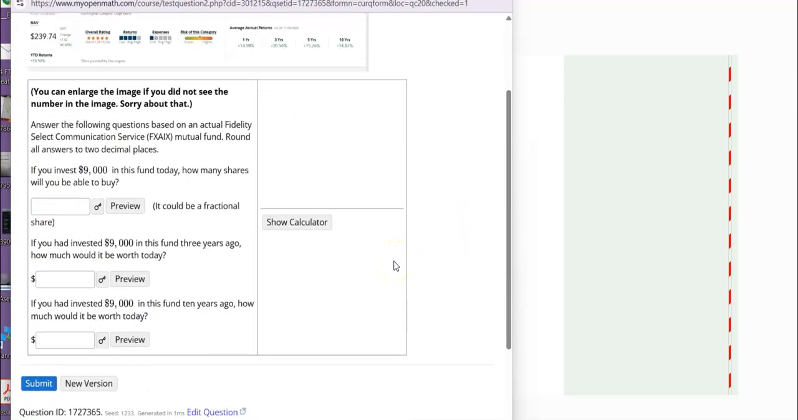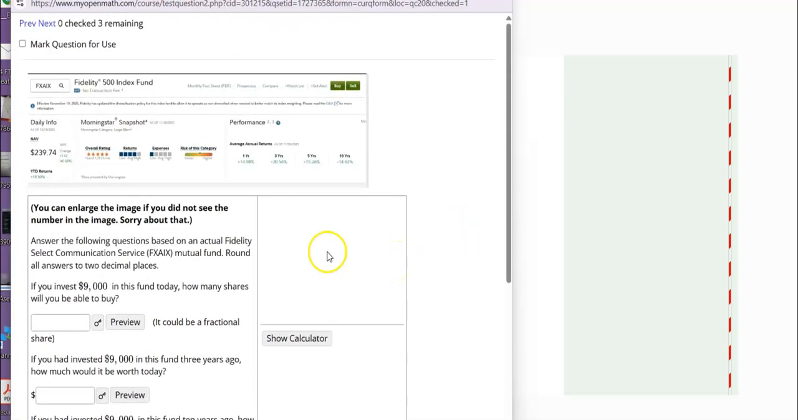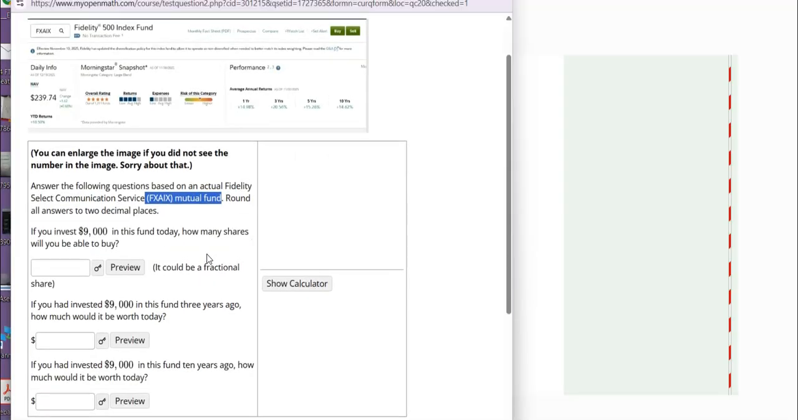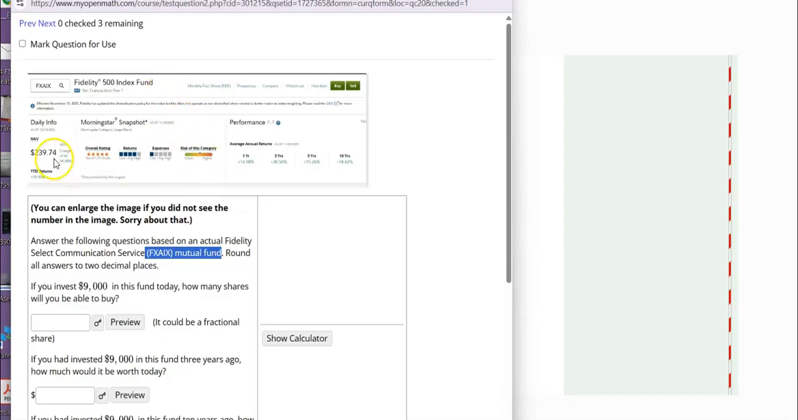Hello, this question is about mutual fund investment. So here is a mutual fund called Fxaix. That's the name of the mutual fund. And then this chart here tells you different information about the mutual fund. Here the value, which is net asset value, NAV, is going to be 239.74.